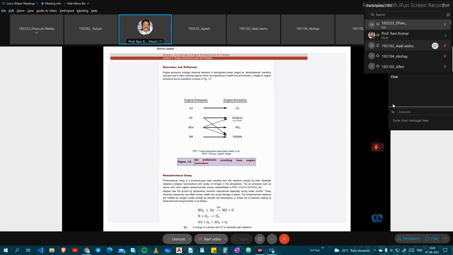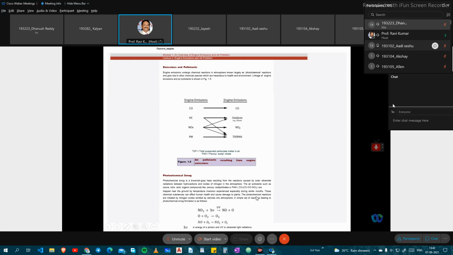We have pollutants trapped near the ground by temperature inversion, experienced especially during winter months. These chemical substances can affect human health and cause damage to the plants.